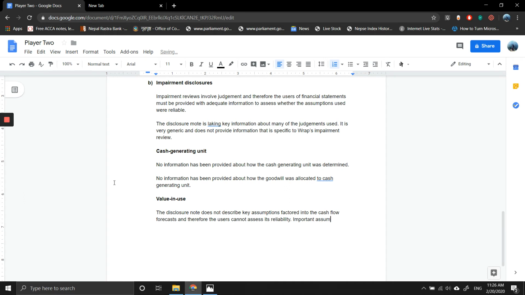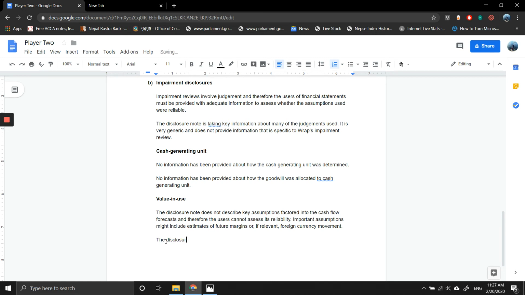Important assumptions might include estimates of future margins, or if relevant, foreign currency movement, if it has a foreign operation. Okay, that is the case.